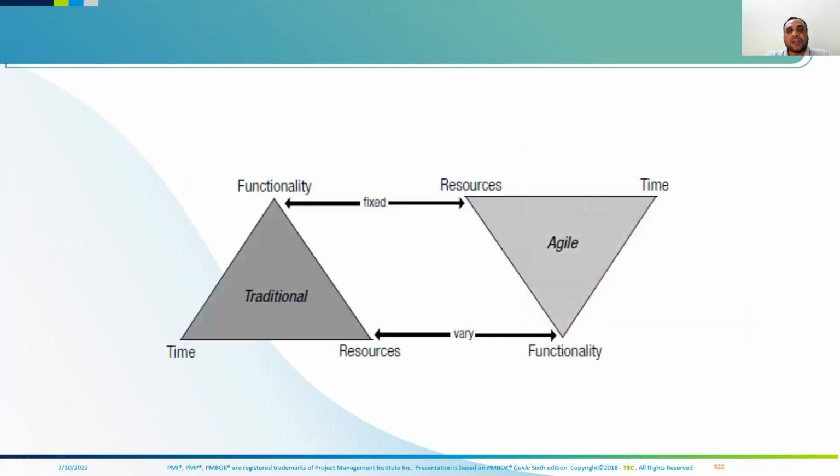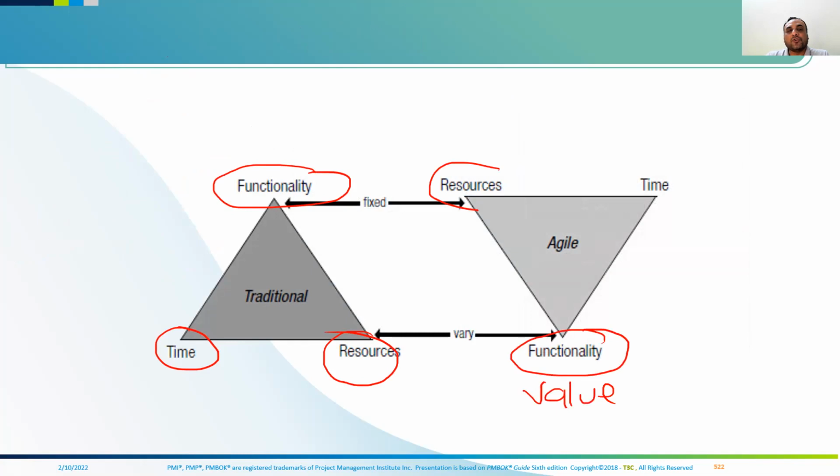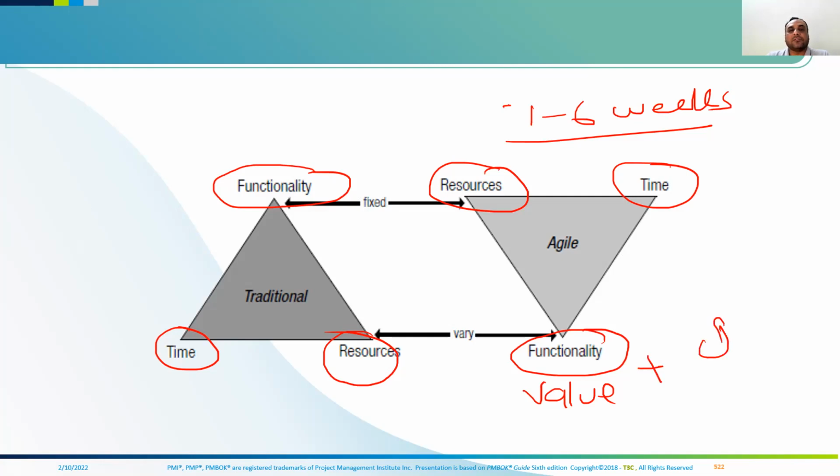In predictive, what was happening? Scope was fixed, time and cost were changing. In agile, we said functionality will keep changing until we achieve the value. Cost and time will remain fixed. Remain fixed means the iteration time is 1 to 6 weeks. It will remain fixed throughout the project. It will not change. But we can keep adding value in every iteration. No problem.